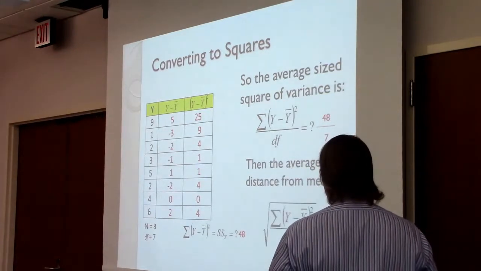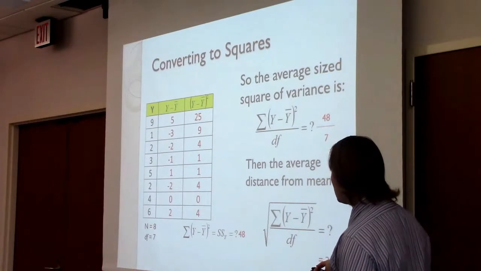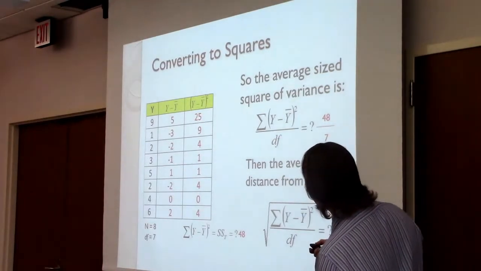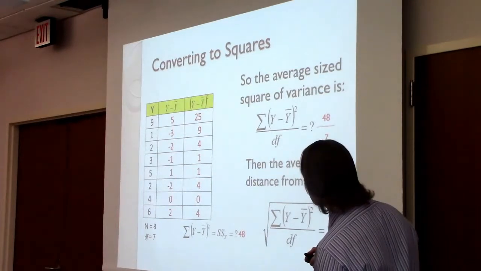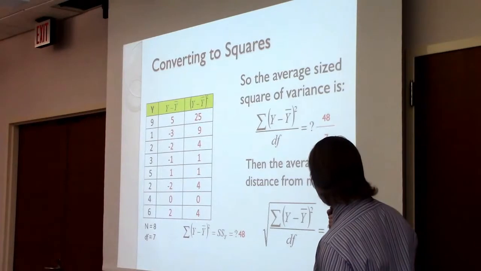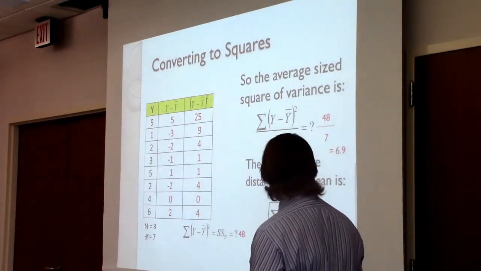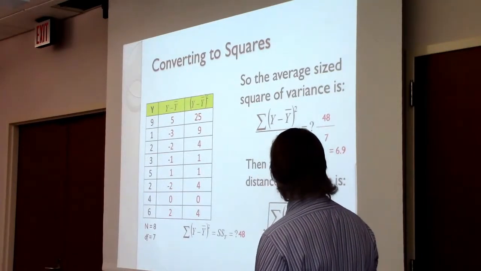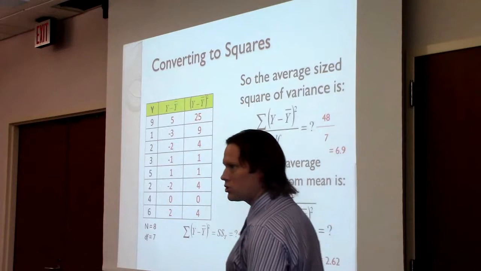The average distance from the mean is 2.62. So basically I have a mean of, I don't see my mean up here. I forgot what the mean was on this. Was it 6 or something like that? 4, thank you. So I have a mean of 4 and a standard deviation of 2.62. Is that good? I don't know. It's just what y is. It's description.